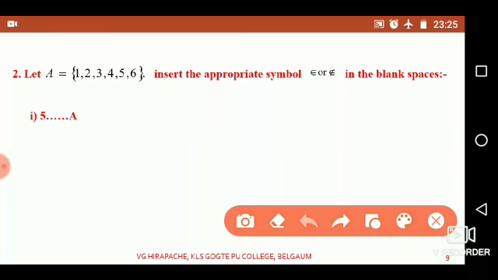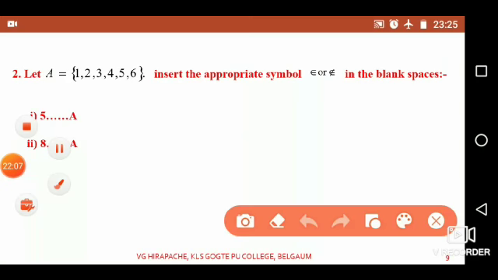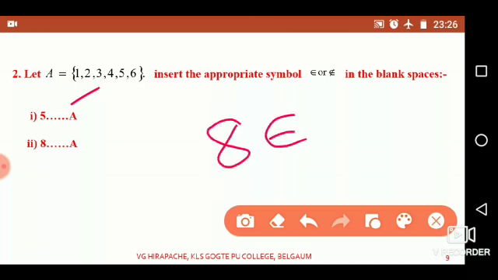Moving to the next question. 8. Dear students, if you observe, the element 8 is not a member of the given set A. Therefore, we can write 8 does not belong to set A, because it is not a member of that family. Therefore, we represent 8 does not belong to A. In this question, we have to check whether the given element is a member of the given set. If it is a member, we write 5 belongs to A. If it is not a member, then we write does not belong to A.